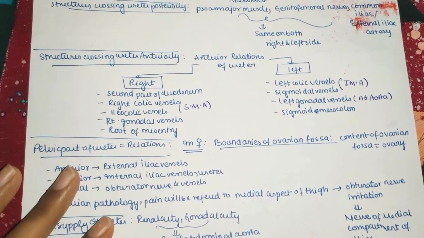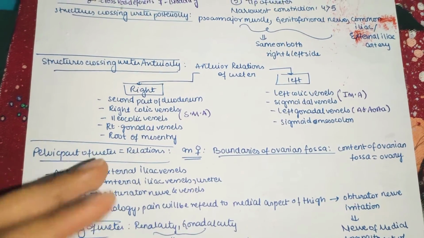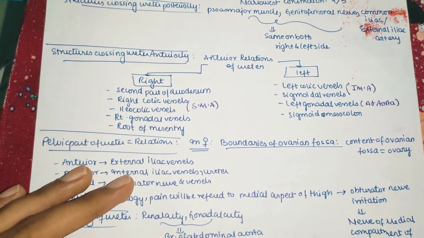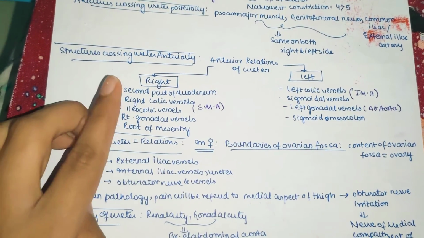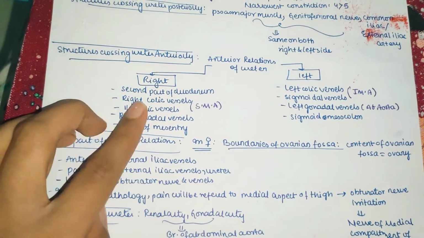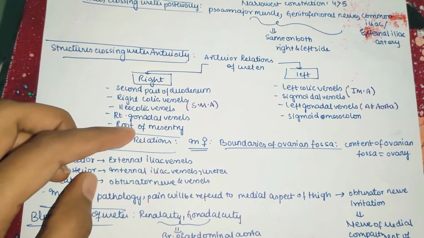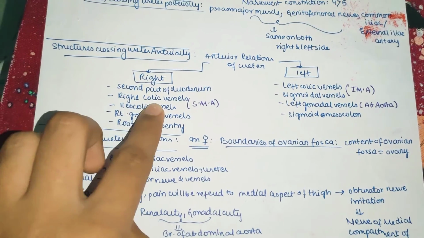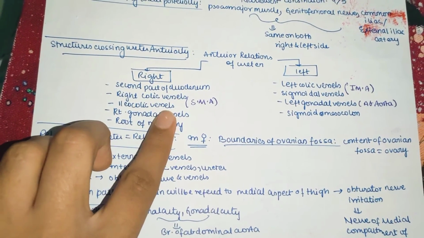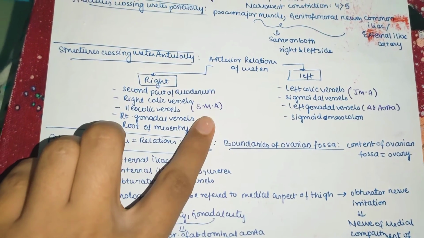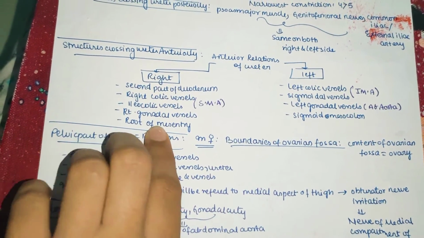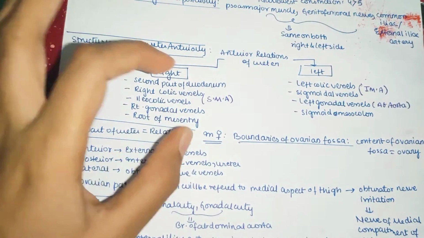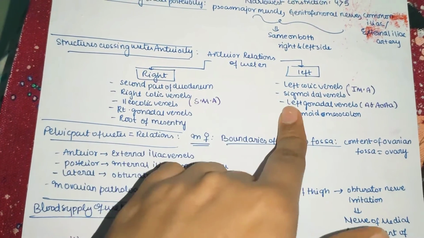Now coming to the structures which are crossing the ureter anteriorly. So anteriorly what structures are crossing? On the right side it is different, on the left side it is different. Right side, the second part of duodenum will cross it anteriorly, and also the right colic vessels and ileocolic vessels which are coming from superior mesenteric arteries. Okay, and right gonadal vessels and root of mesentery. So one thing you need to observe, what is on the left side, they will be opposite to the right.